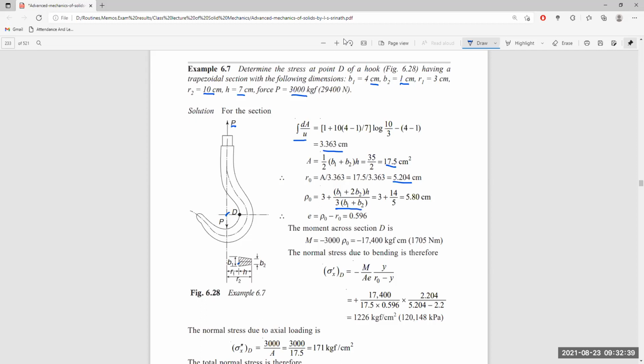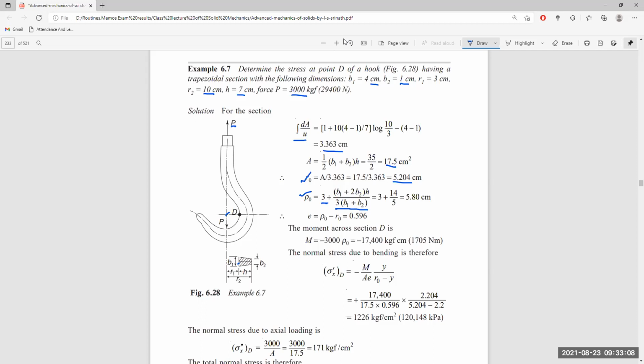This portion is the center of gravity of the trapezoidal section, and you have to add it to the value of R1, which is 3 centimeter, the radius of the center of curvature. Plus, we have to find the radius CG of the trapezoidal beam, and this is given as 3 plus 14.5, 5.80 centimeter itself. So we have got R0, we have got rho 0 itself.